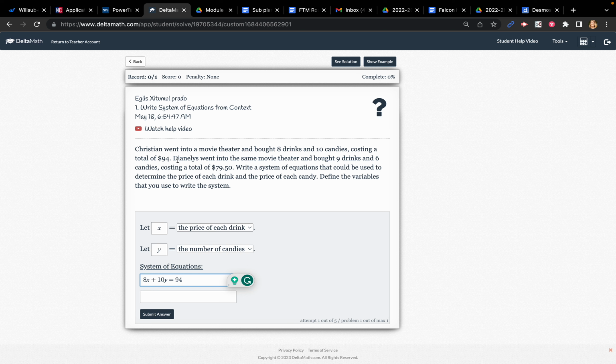So that's in standard form, ax plus by equals c. Then Diana Lease went to the same theater and bought 9 drinks and 6 candies, which totaled $79.50. And that's all you have to do.